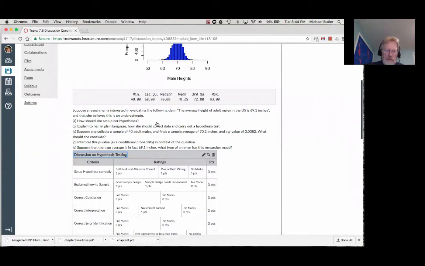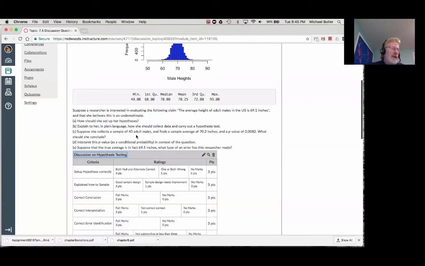Okay. Well, there's really nothing calculatory about it. It's pretty much all in English. How does she set up the hypotheses? Obviously you can do those symbolically, but you can give those in words too. Explain to her in plain English how she should collect the data and carry out the hypothesis test. So that's a paragraph you have to write there. Suppose she samples 40 adult males and finds an average of 70.2 inches, and then she gets a p-value of 0.0082. What should she conclude?